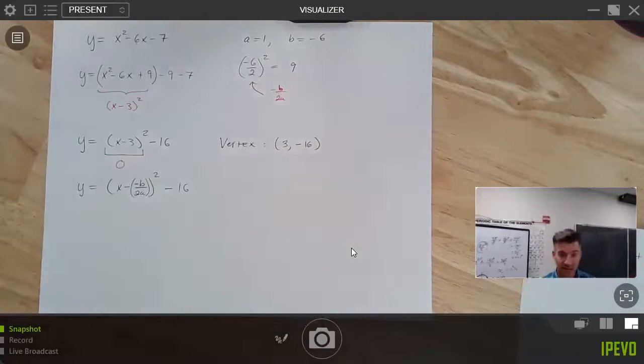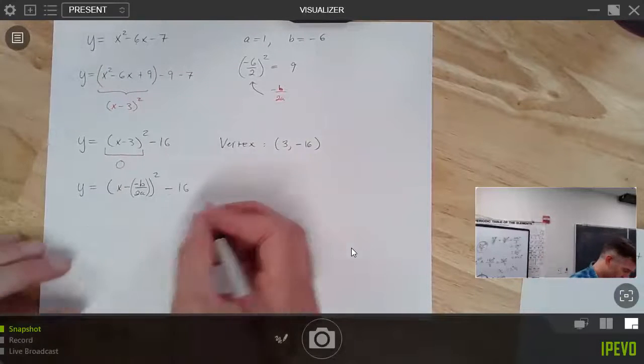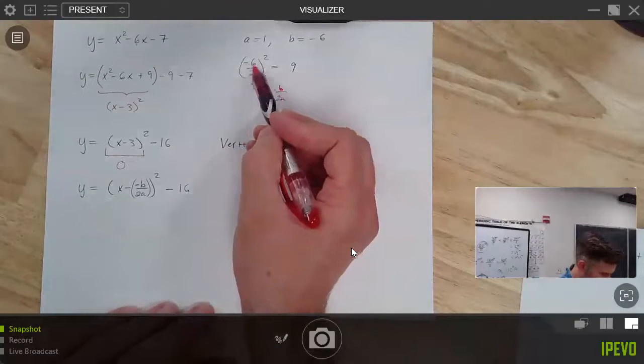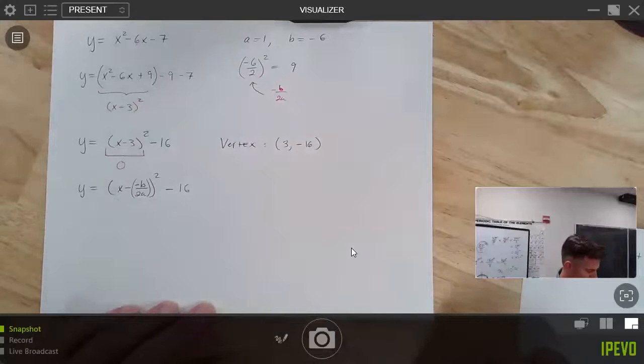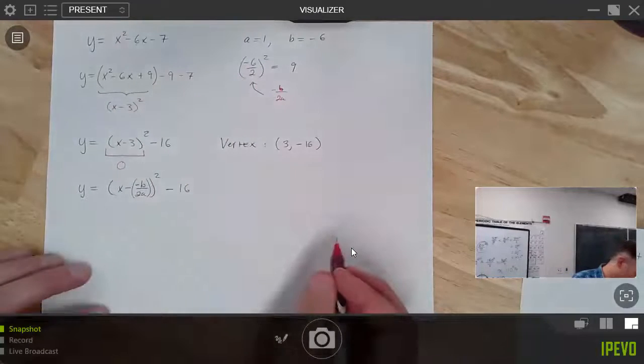Right, so when you're finding the x coordinate of the vertex, it's literally negative b over 2a, right? Because when you complete the square, you exactly get negative b over 2a. I feel like I'm missing a sign somehow.